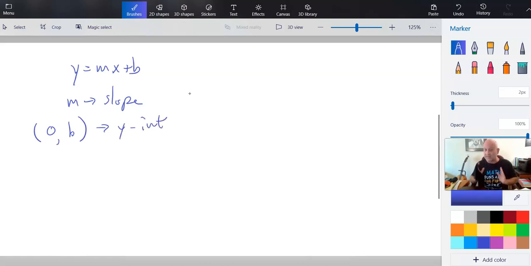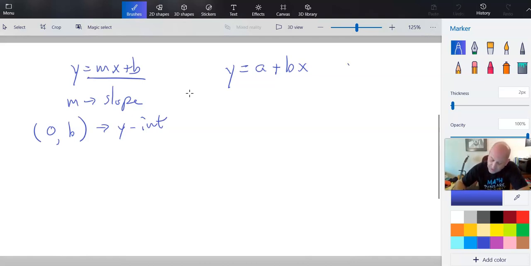Okay, now, in statistics, it's different. The form of the line is y equals a plus bx. So b is now your slope, right? That is actually very strange and very annoying to someone who has gotten used to looking at it this way. So notice too, the slope is what's attached to x. If I wanted to write it in the same order, it would look like y equals bx plus a. And so a is our y-intercept and b is our slope.